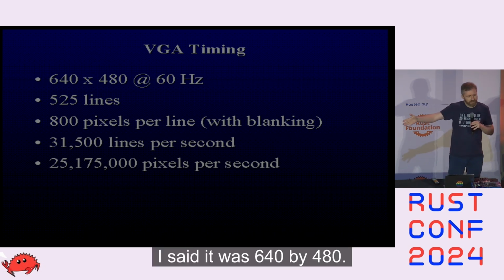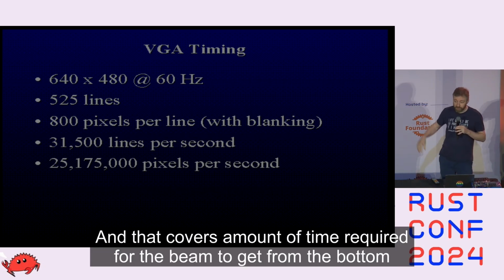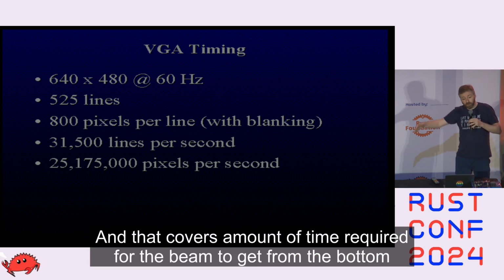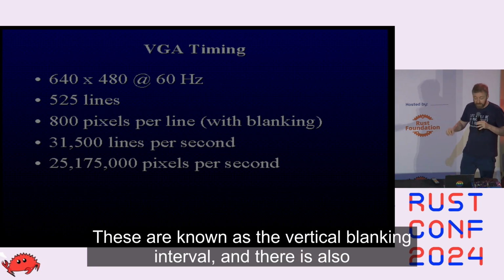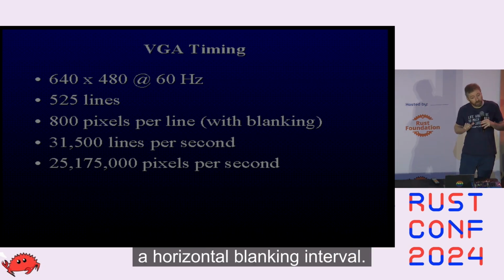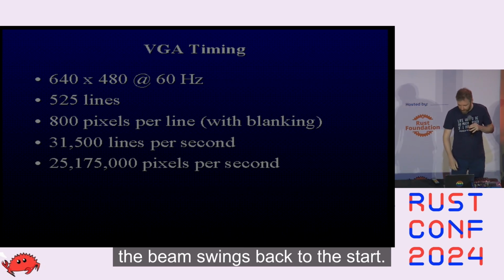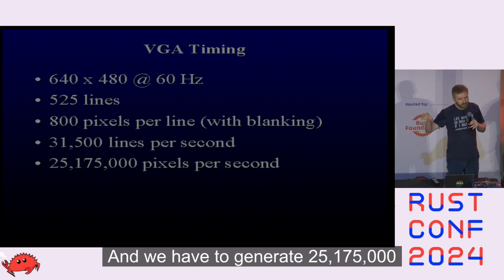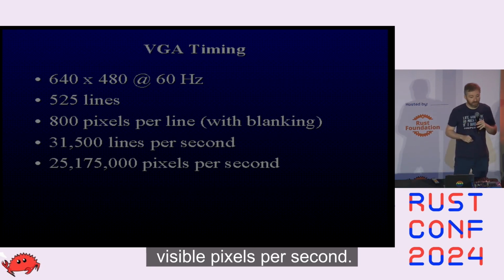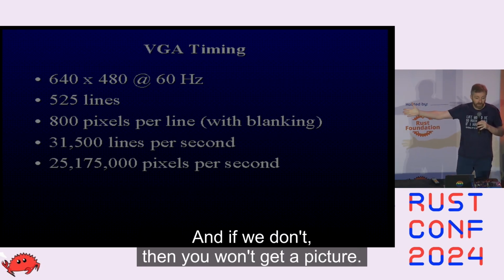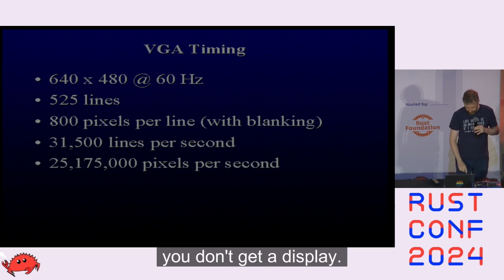525 lines, that's curious. I said it was 640 by 480. Some of the lines are invisible. They're basically off the bottom, and that covers the amount of time required for the beam to get from the bottom of the screen all the way back to the top. This is known as the vertical blanking interval. And there is also a horizontal blanking interval. It's just a blank period of signal off the edge of the screen while the beam swings back to the start. And we have to generate 25,175,000 visible pixels per second. And if we don't, then you won't get a picture. You have to keep refreshing the pixels constantly, otherwise you don't get a display.